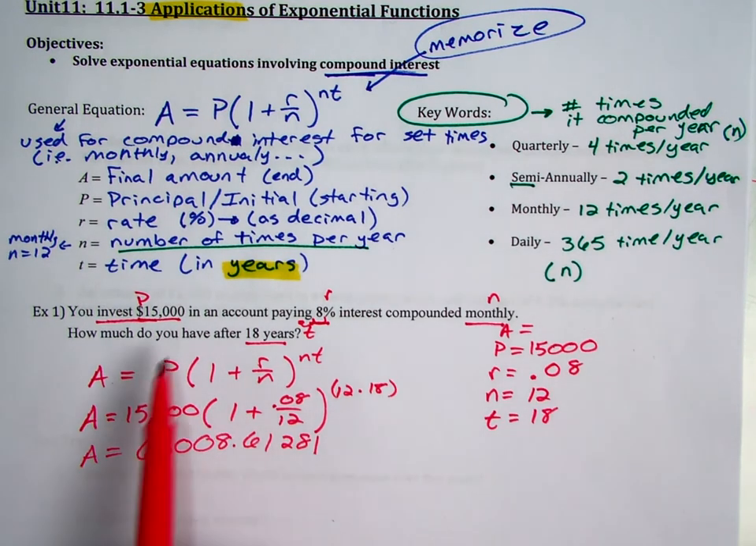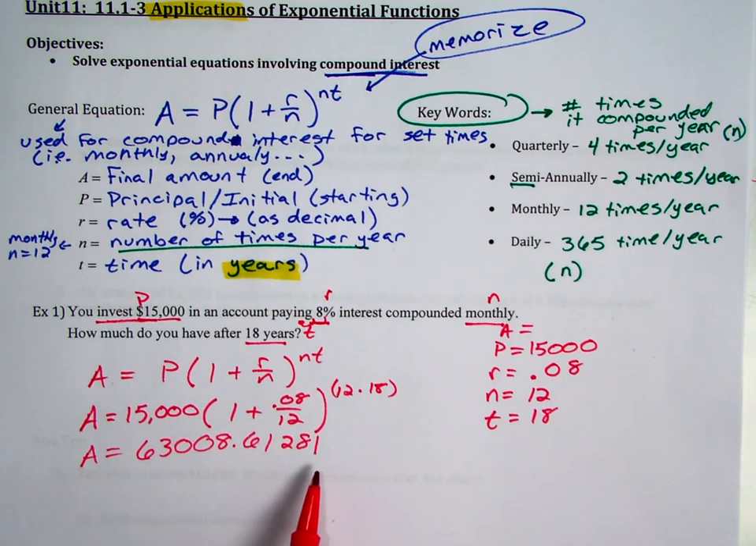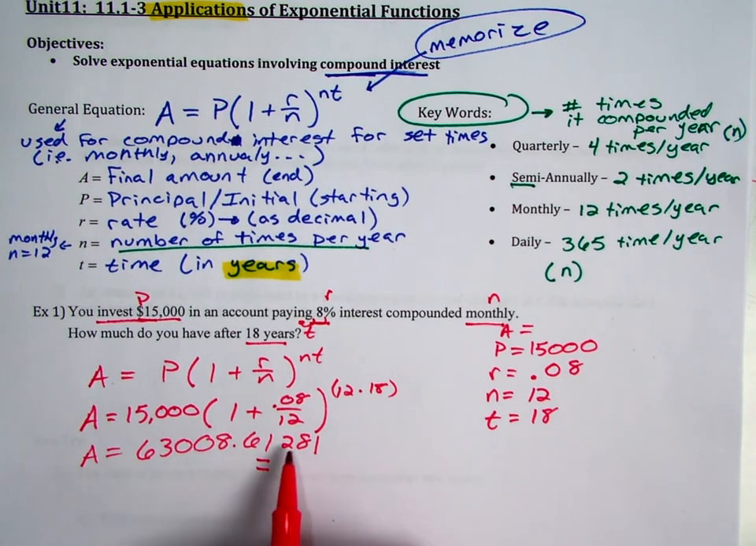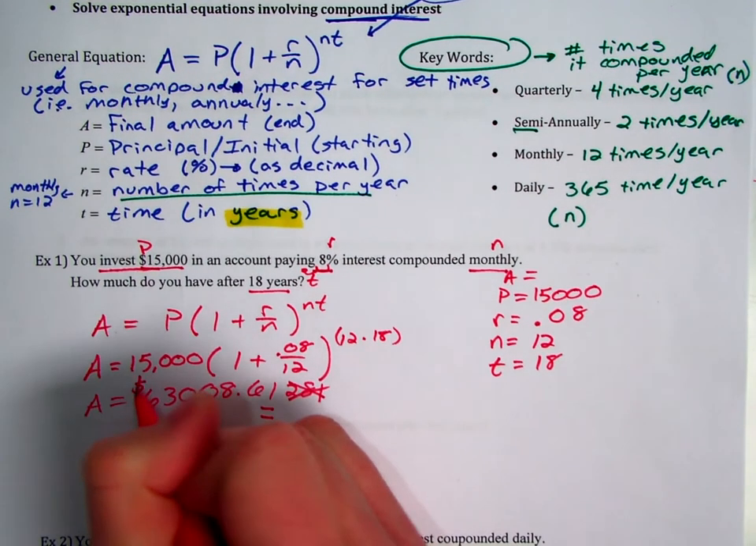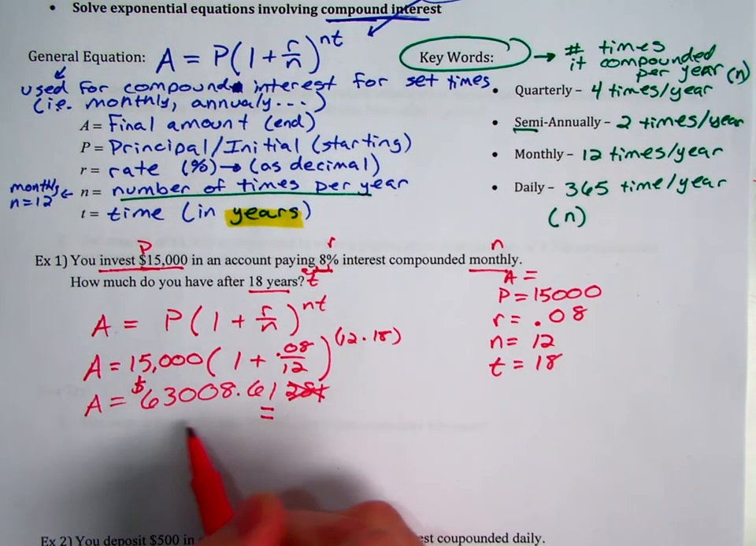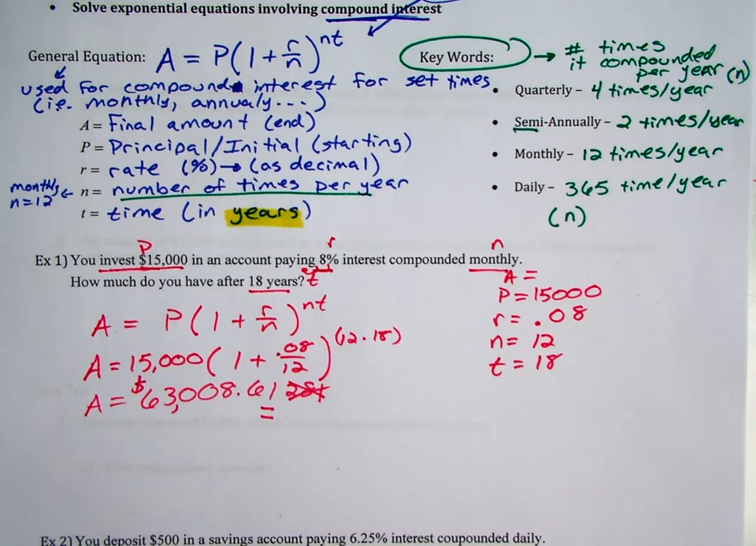Now, because we're talking about money, it shouldn't make sense to go all the way to the end. We should only go till 1 after the decimal. So this 2 makes this 1 stay a 1. So my end answer is really the $63,008.61. But since it's a word problem, our answer must be in words.